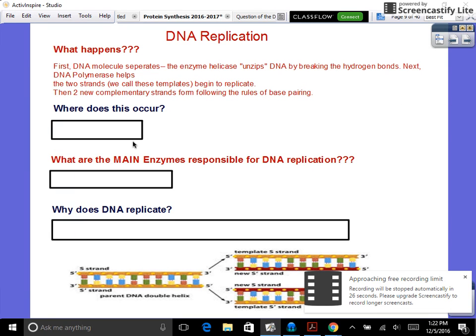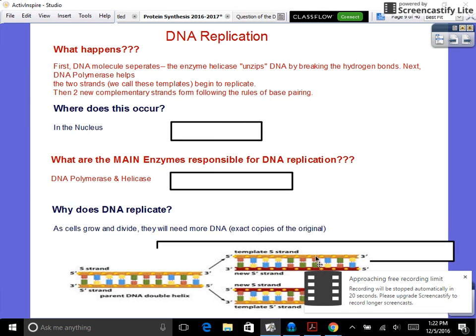So take a look at this last page. I'm going to reveal the answers. You can pause the video and check your answers. And I hope that helps you understand DNA structure and DNA replication.